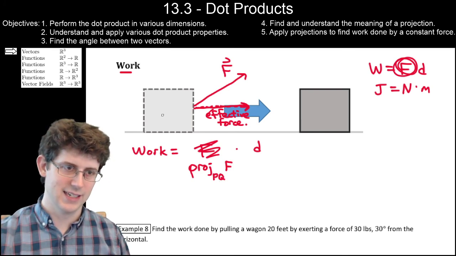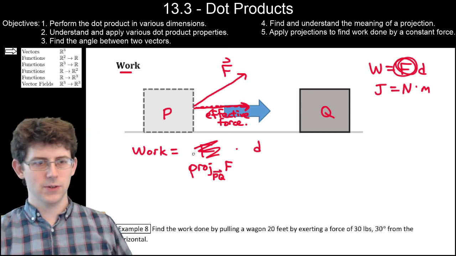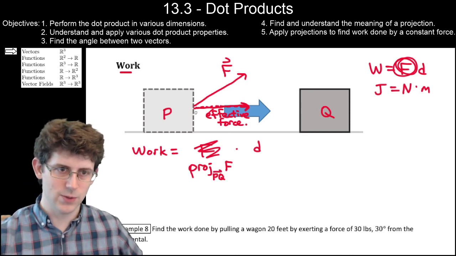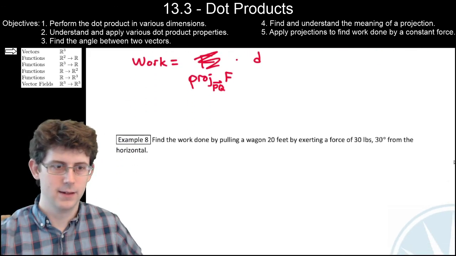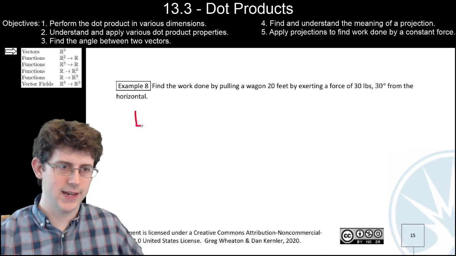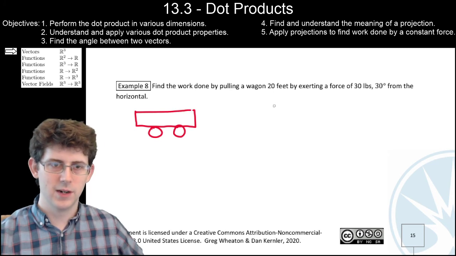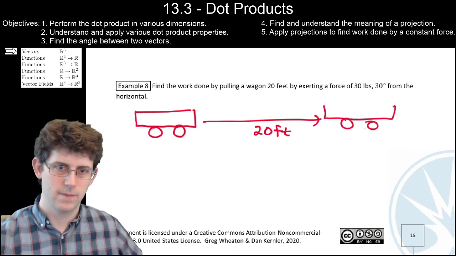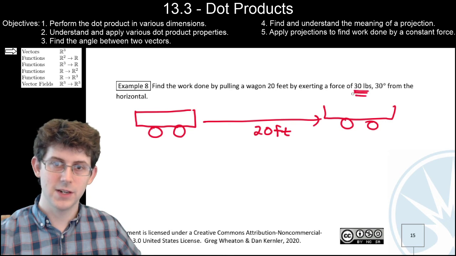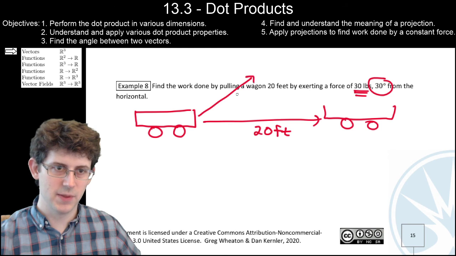Where this is where P is and this is where Q is. So you'll replace the force vector with the actual component of the force that's going in the direction you care about. Let's see it in practice. So let's say you've got a wagon. Nice wagon. We're going to pull it 20 feet. And we're going to pull with a force of 30 pounds. The problem is the force is going to be 30 degrees from the horizontal.